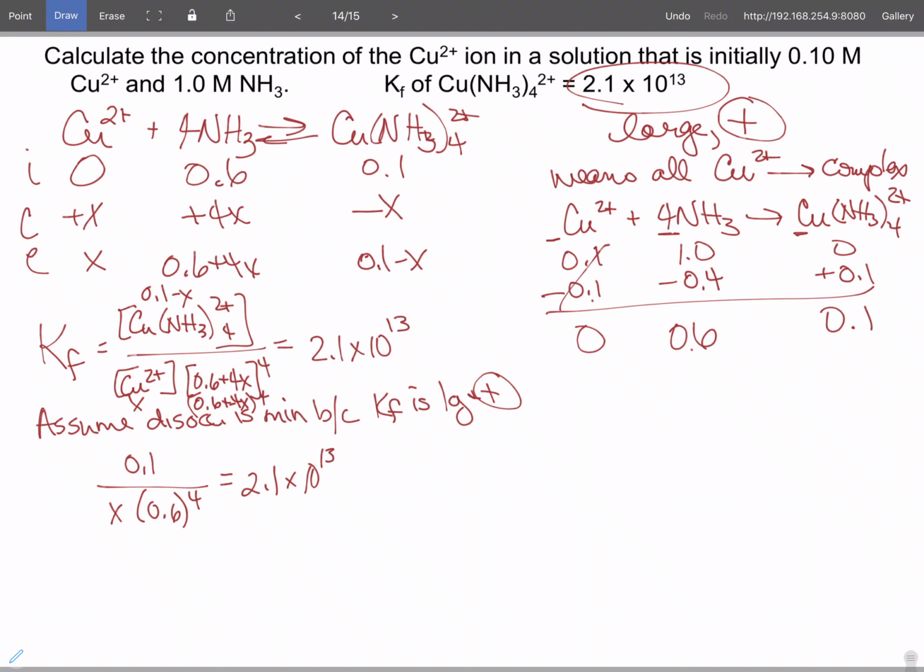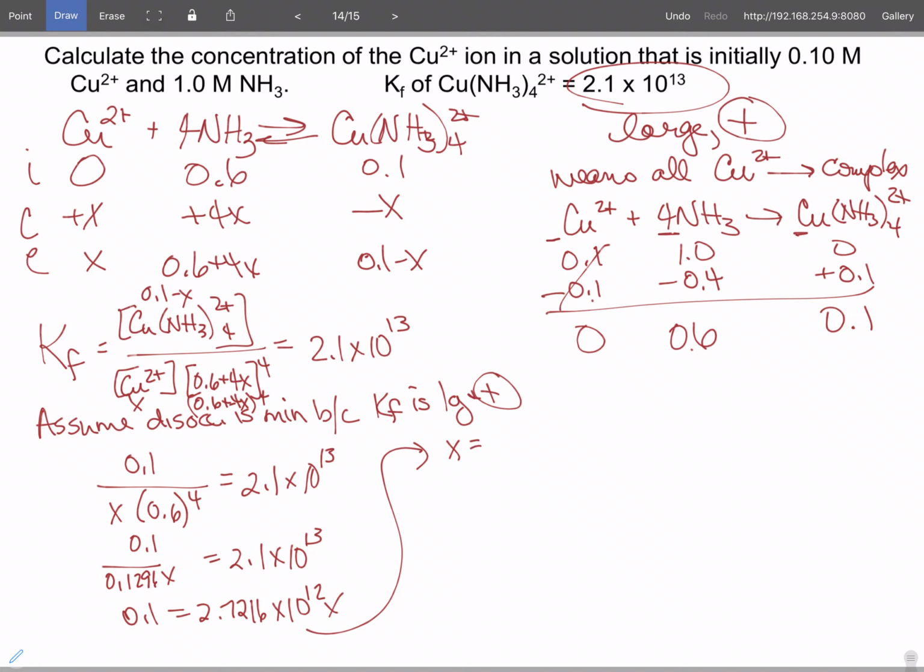Okay? So when we do the math, we're going to get 0.1 divided by 0.1296x is equal to 2.1 times 10 to the 13th. So 0.1 is equal to 2.7216 times 10 to the 12th x. If we solve for it, x comes out equal to 3.6743 times 10 to the minus 14th, which would be the copper ion concentration.